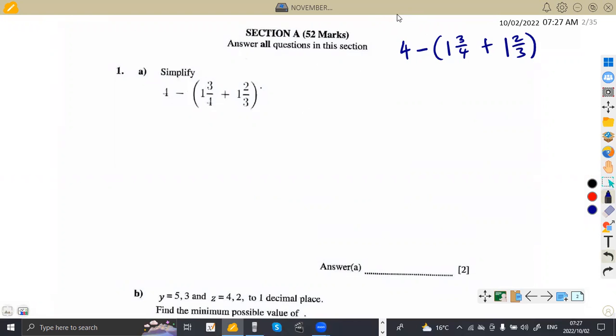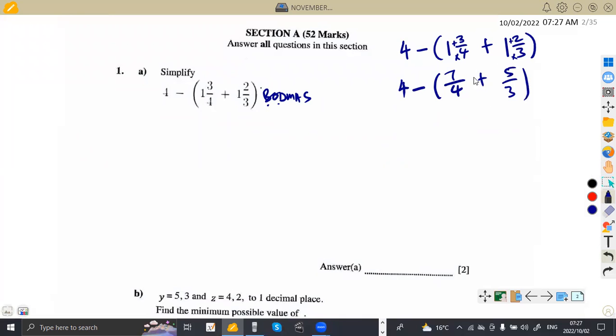So as you know that we have to apply our BODMAS, it still exists, the BODMAS concept, whereby we've got brackets, of, division. So here we've got brackets, so you can take care of the brackets. So you're going to have 4 minus, simplifying inside the bracket here, we can express this as improper fractions. We multiply here, then we add, so it's going to be 4 plus 3, which is 7 over 4 plus, we multiply here, then we add, is going to be 5 over 3.